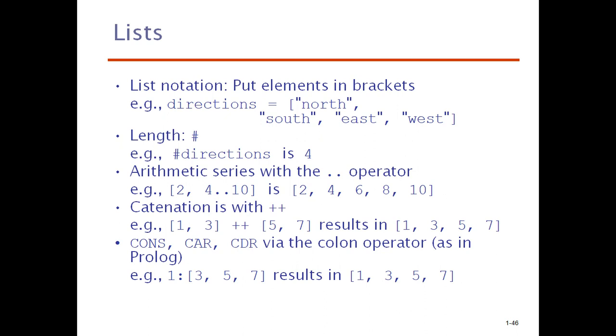Next is the arithmetic series with the operator ... That means we say 1, 2, 3 and so on up to 10. If you want to represent [2, 4 .. 10], the difference between the first element and the second element is 2, so the subsequent elements will be incremented by 2: 2, 4, 6, 8, 10. If it is [1, 2 .. 10], it means 1, 2, 3, 4, and so on up to 10. Like that a list will be created.